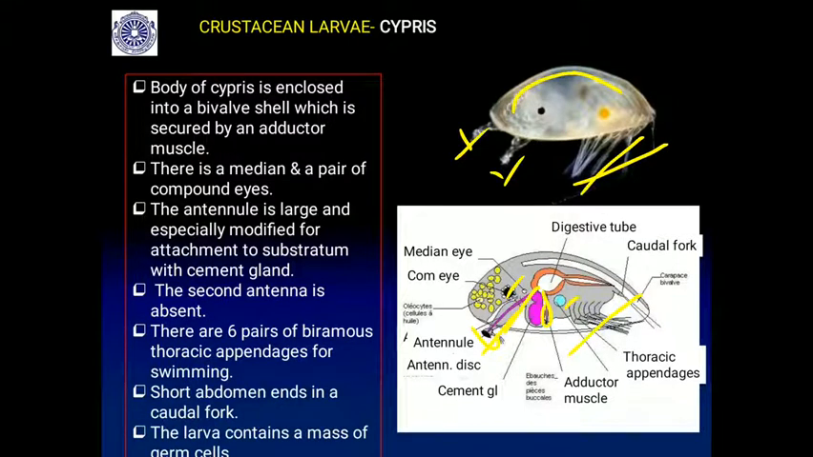And you can see the short abdomen, and you will see the digestive tube. The larva contains a mass of germ cells. So these are the germ cells found in the larva. This is the Cypris larva, the larva of barnacles, the larva of subclass Cirripedia and another subclass, Ostracoda.